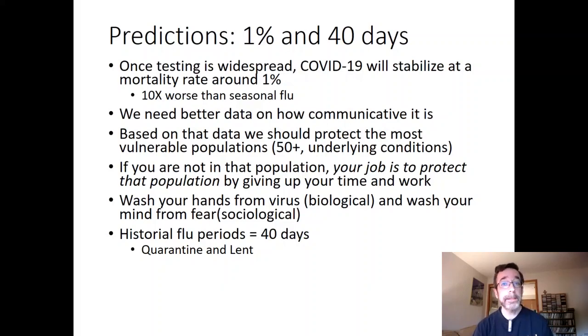If I'm looking at data, I should be able to predict something from it. So take this all with a grain of salt. My predictions are 1% mortality rate is where I think it's going to stabilize once we have all the information. And my predictions are, it might take 40 days. I'm not sure where we are in that 40 days, to tell you the truth, but I think it's going to take 40 days for a community to be sure that it is free of at least this wave of coronavirus.